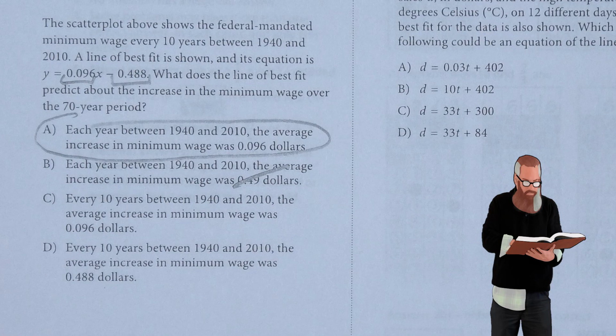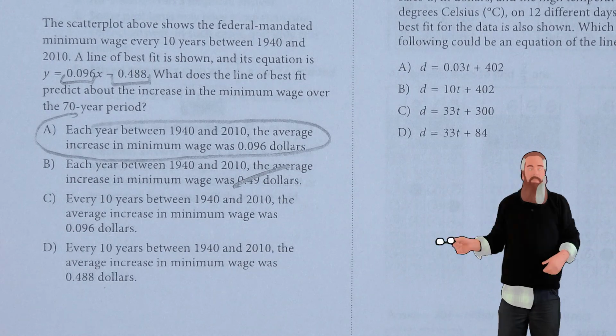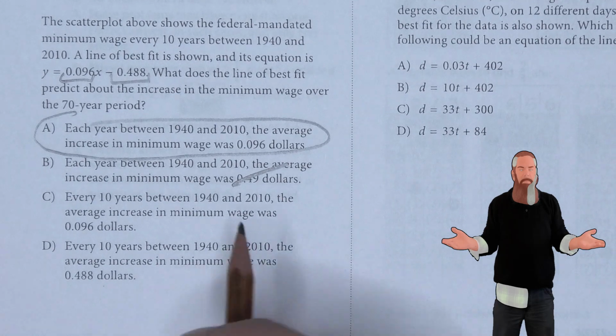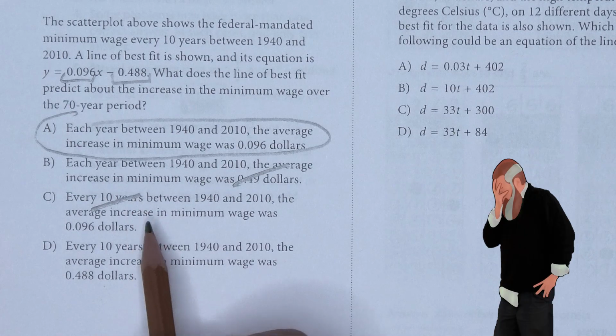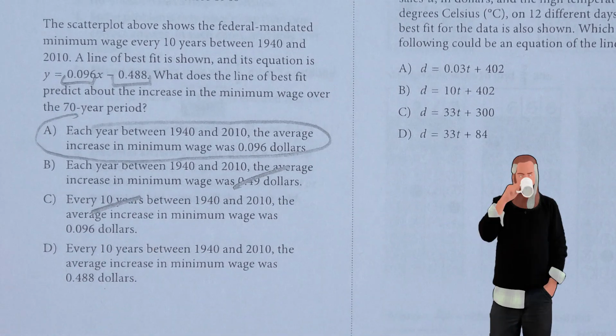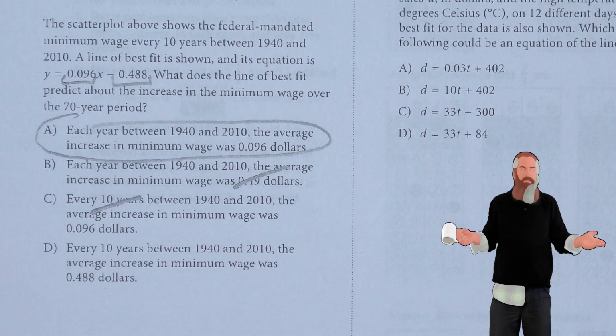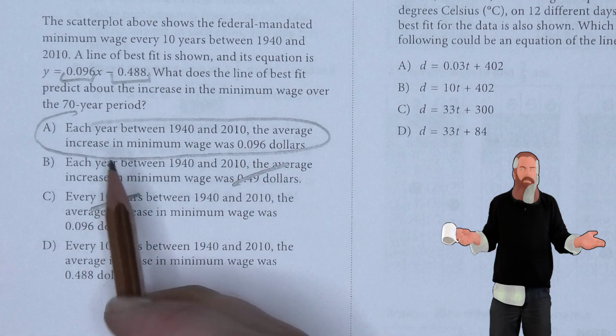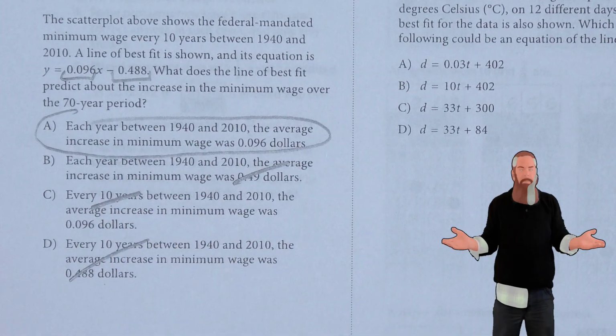Does it show that every 10 years between 1940 and 2010, the average increase in minimum wage was 0.096? No, we're talking about really a yearly change, so it's the 10-year problem. Every 10 years between 1940 and 2010, the average increase in minimum wage was 0.488. Once again, that was the starting point, so D is not the answer.